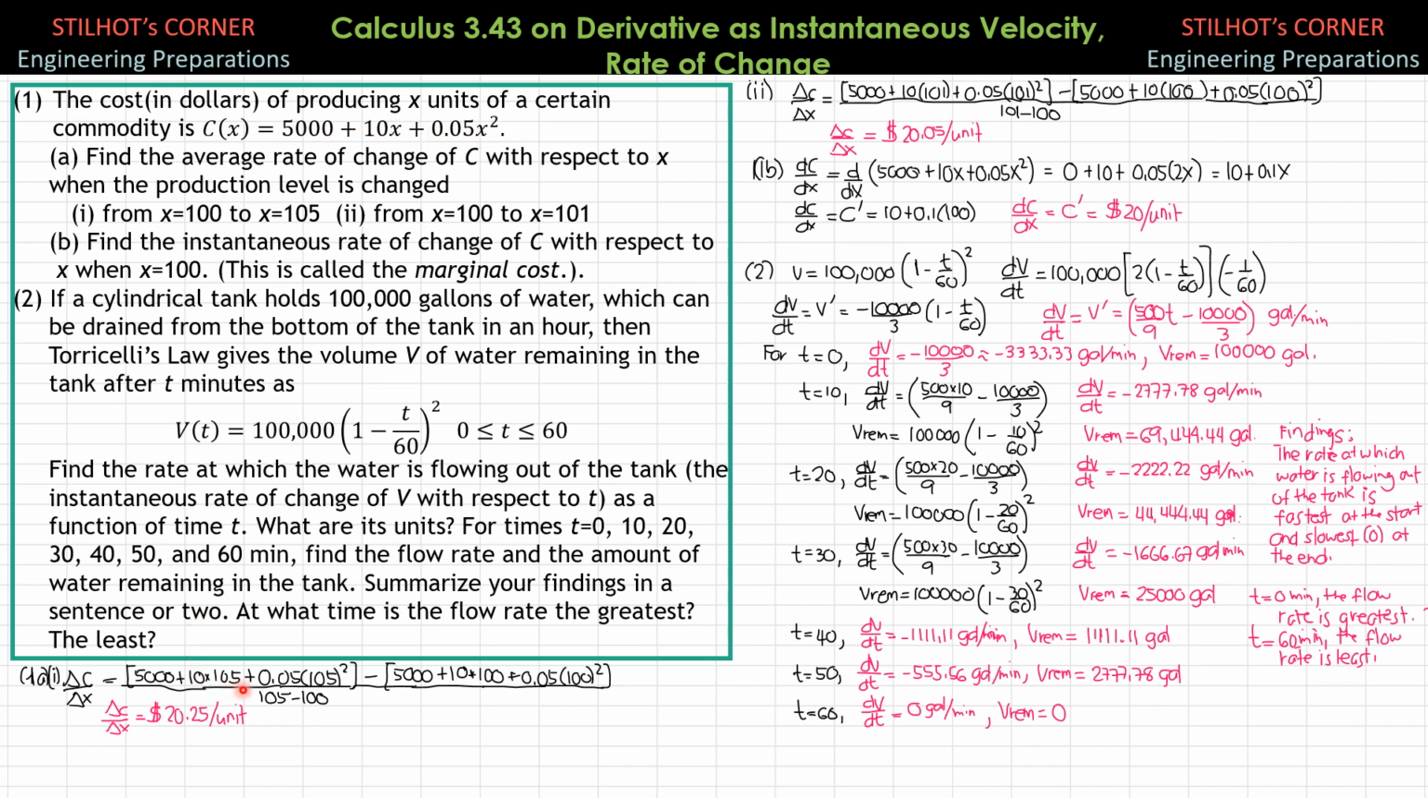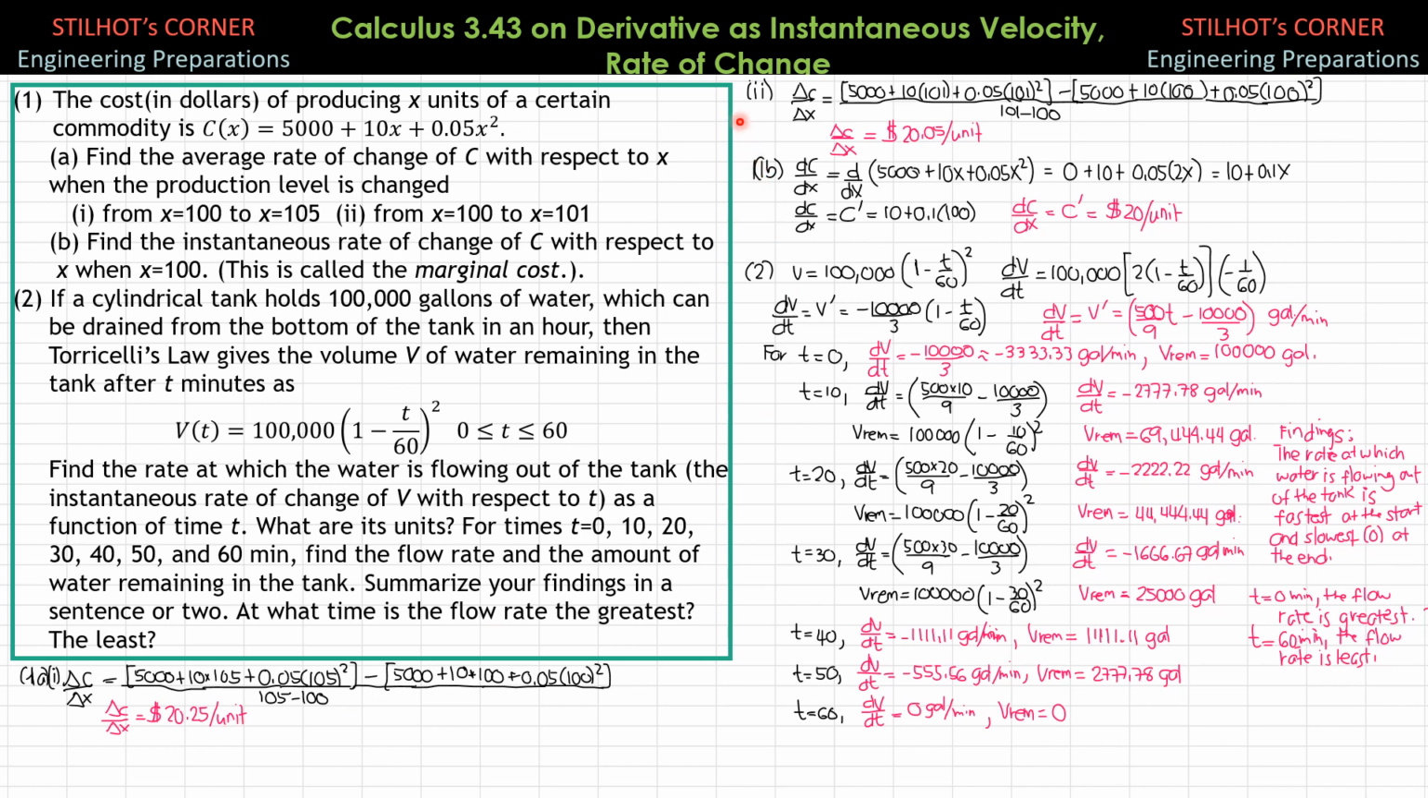5,000 plus 10 times 105 plus 0.05 of 105 squared, minus the quantity when X is 100, 5,000 plus 10 times 100 plus 0.05 times 100 squared, divided by delta X, which is 105 minus 100. Therefore, the average rate of change of C with respect to X is equal to $20.25 per unit. So you just look at the numerator, that's cost, so that's in dollars. Delta X is number of units, so per unit.